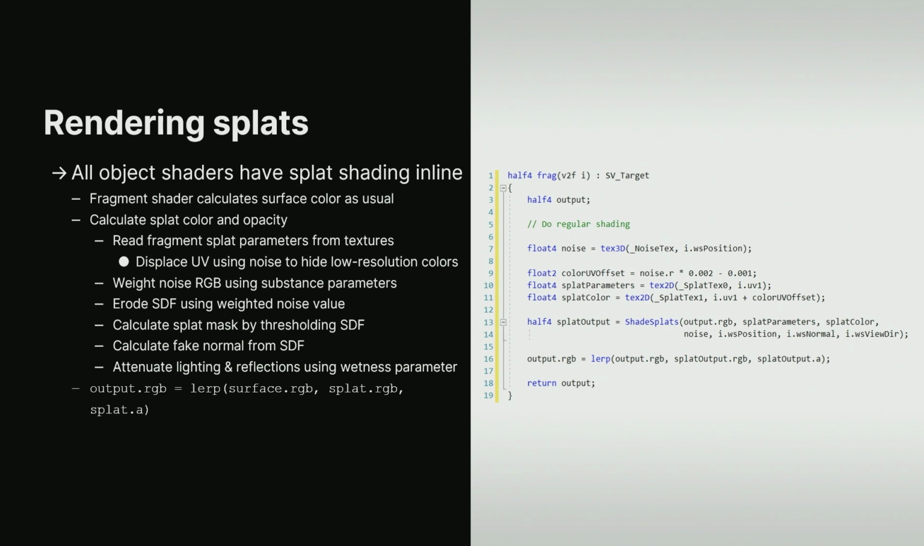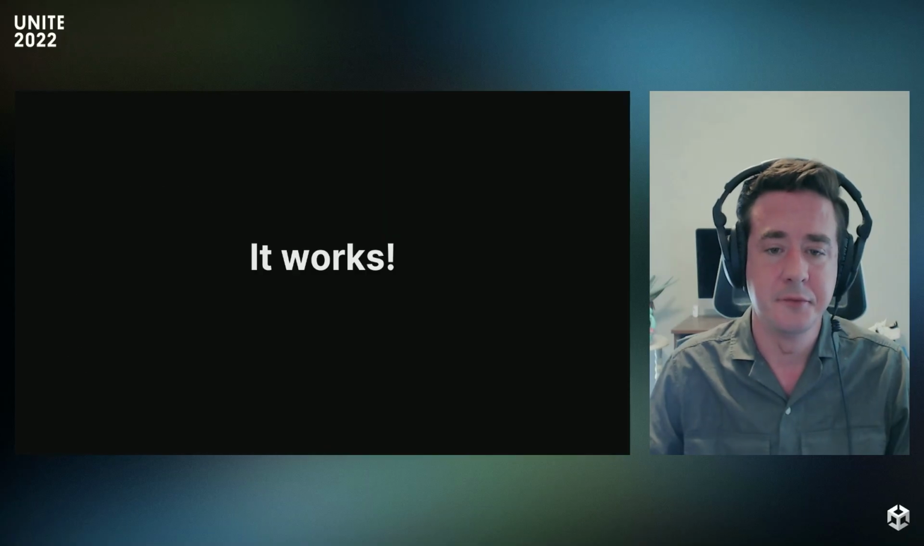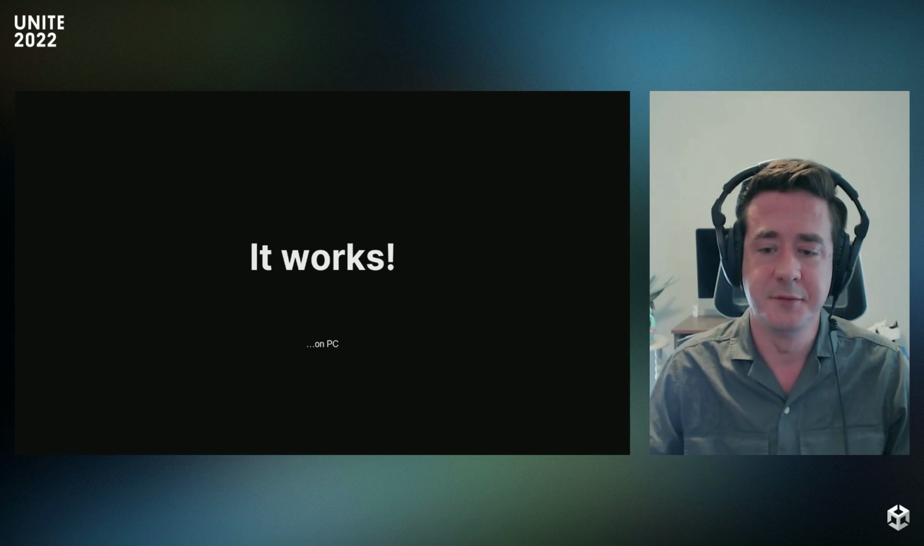So we basically calculate a weighted noise using the aforementioned noise texture and using parameters to interpolate between them. We then use that to erode away the SDF. From there, we can create a thresholded mask that will now represent the silhouette of our splat. And then we use the calculated noise to also generate a fake normal and do things like attenuating lighting and reflections using wetness parameters, etc. And so finally, we have both the surface color and the splat color, and we can simply blend those together to get the resulting output. And it works on PC.